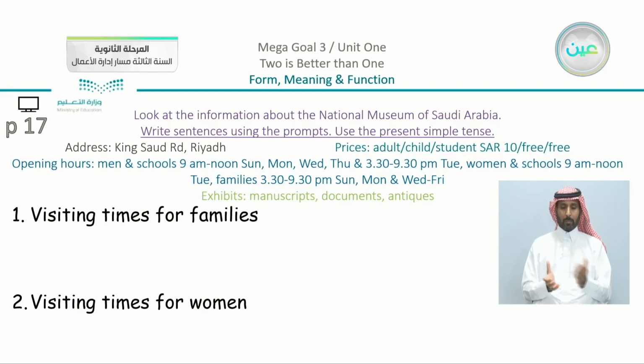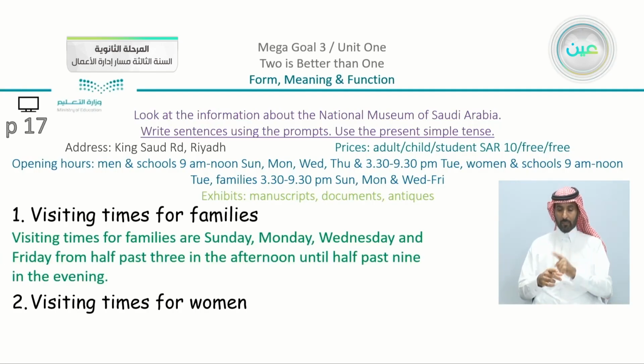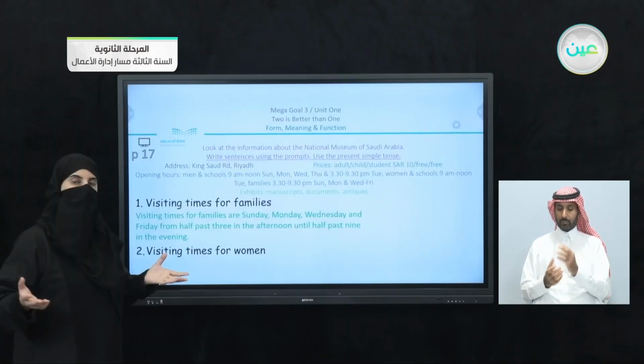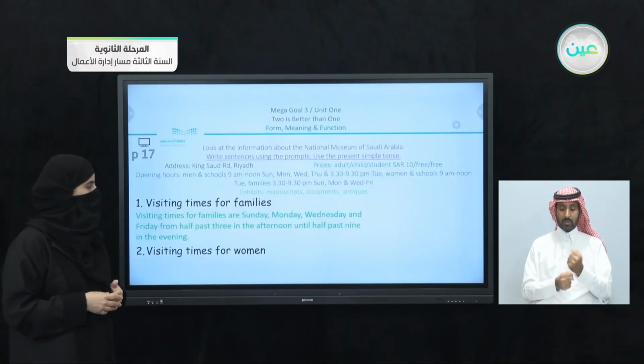Now, visiting times for families. We are focusing on visiting times for families. So we can say visiting times for families are Sunday, Monday, Wednesday, and Friday from 3:30 in the afternoon until 9:30 in the evening. Now, the main structure here in the sentence is the present simple.